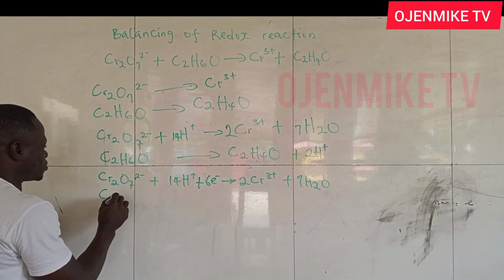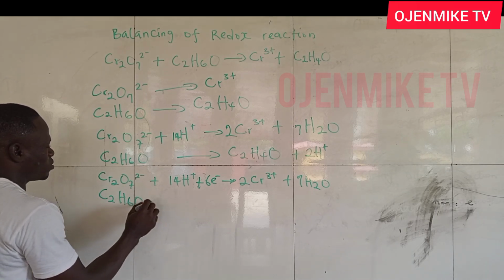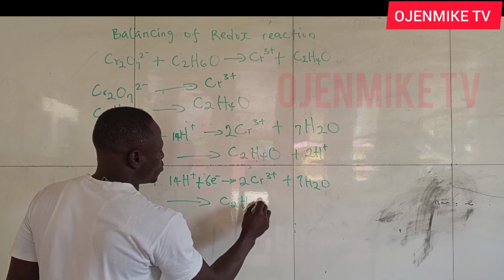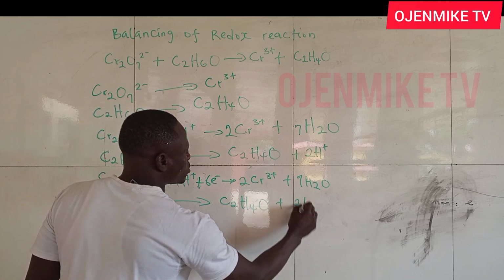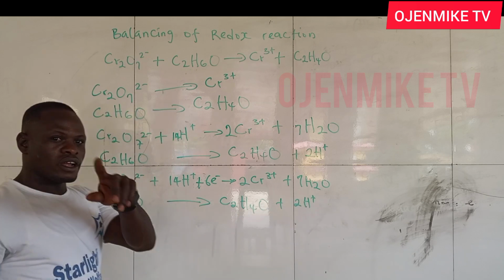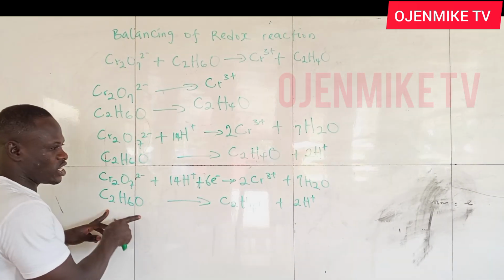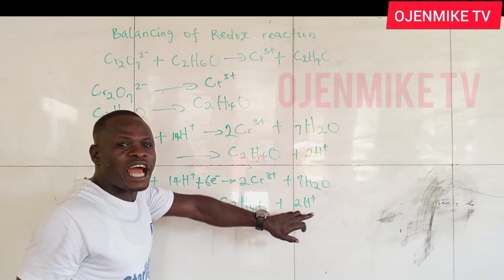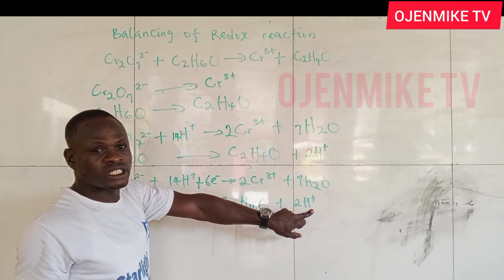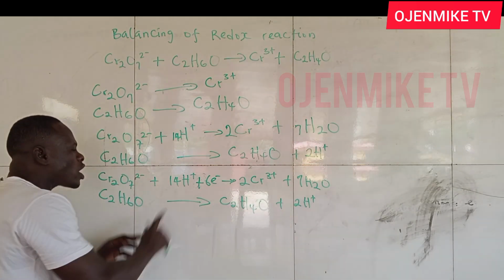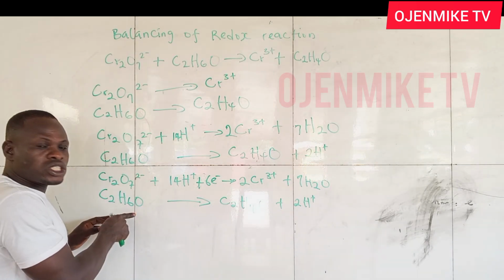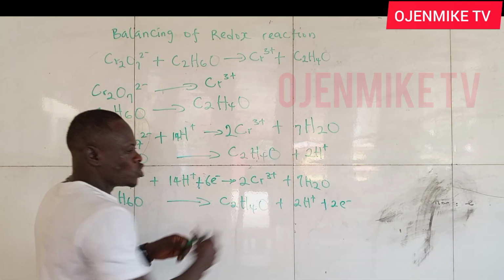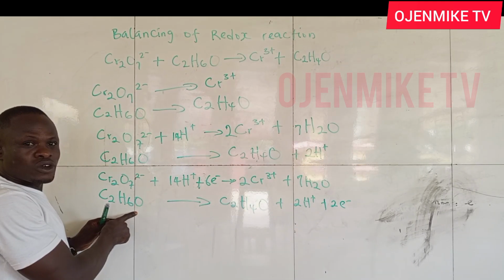We have C2H6O, C2H4O plus 2H plus. Remember this. Here there is no charge. Here we only have 2 charge. So we need to add electron to this side because this side has the highest charge. Here we have 2, here we don't have anything. So what can we add that will make it 0? Because here there is no charge. So we add plus 2 electrons. 2 minus 2 gives us 0, and here is 0. It means that it's balanced.